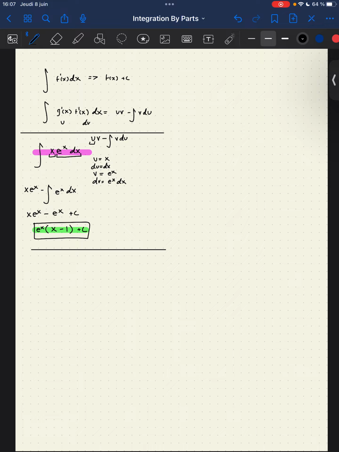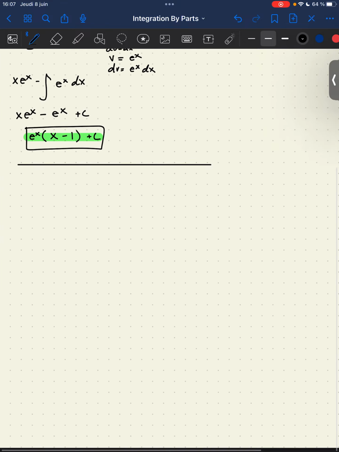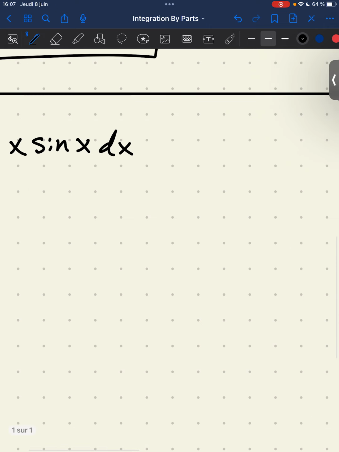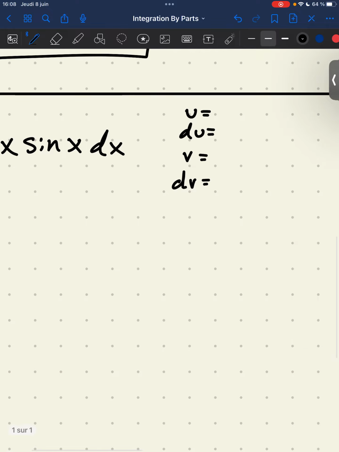Now for a problem that's a bit more challenging. Let's say we have the integral of x sine of x dx. Alright, we do the same thing again. We try to find the one that's easier to differentiate, and we call it u. So in this example, it is again x. What do you call x when it's differentiated? You just call it dx. Now we have sine of x.